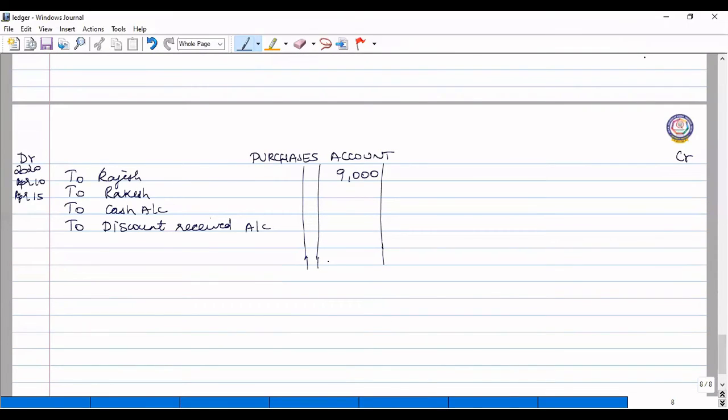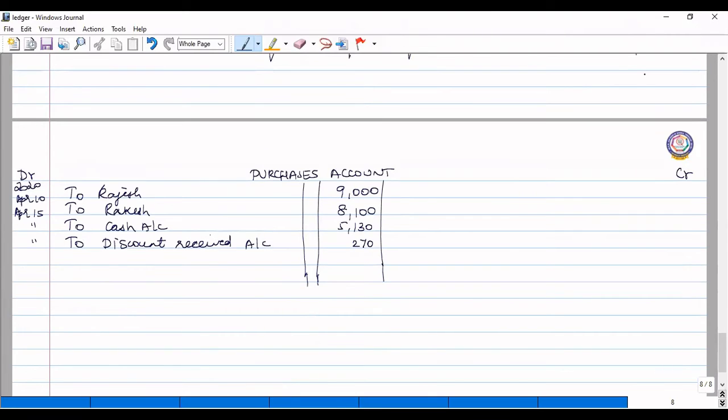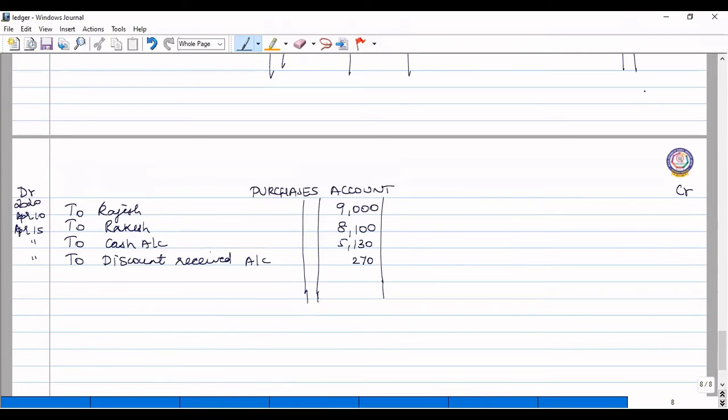in the journal entry. So how much is the amount? We are still to pay Rakesh rupees 8,100 and the cash paid by us is 5,130 and the discount received is 270. So all these three items should be shown here on the debit side of purchases account. So this is how you have to post the ledger entries for the respective compound journal entries. Okay.